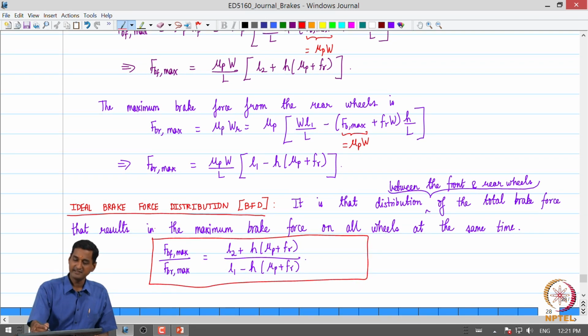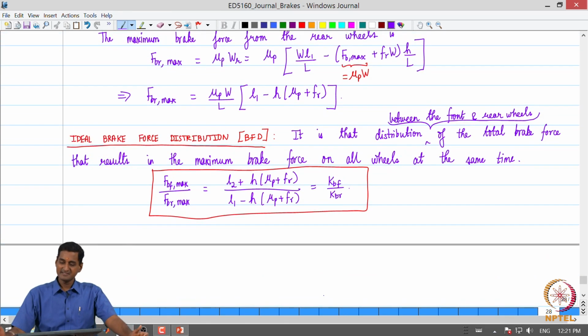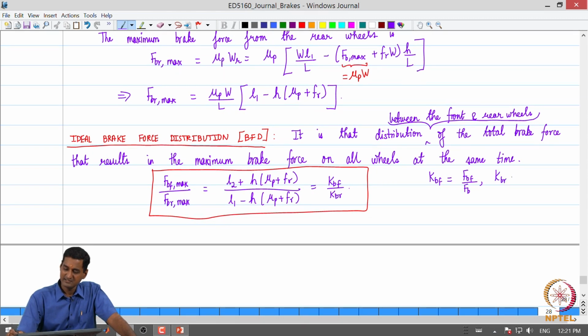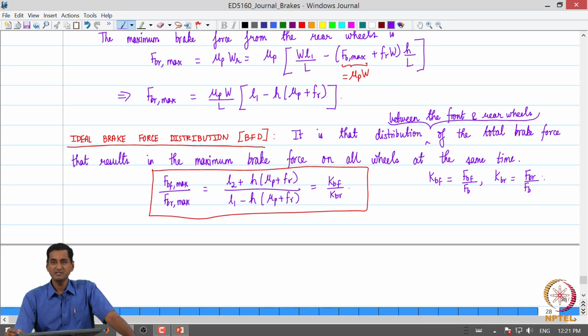Okay, so this is the ideal brake force distribution. Some people will express it as a ratio of two parameters, KBF and KBR. KBF is nothing but FBF by FB, it is just a proportion of the brake force on the front and the rear. KBR is once again a proportion: what is the proportion of the total brake force on the rear. So, this implies that KBF plus KBR sums to 1.